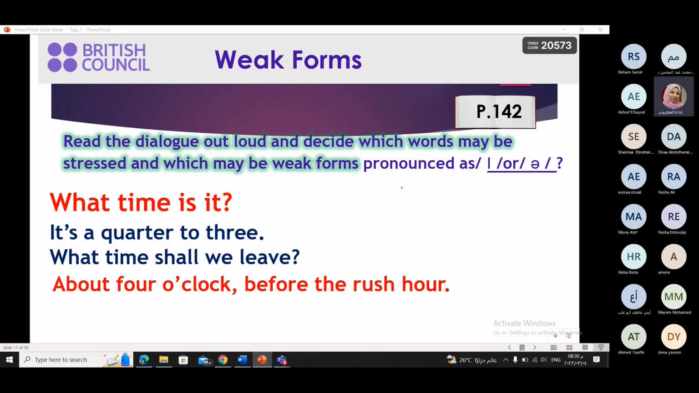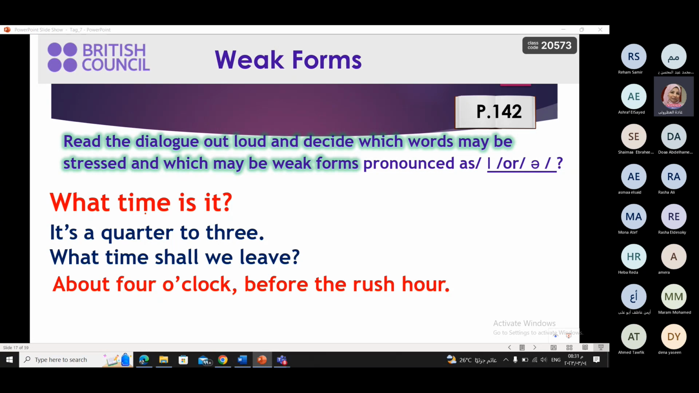Okay, anyway, let's move on to another activity. In your book you have another activity concerning the weak forms and the strong forms. It's on page 142. I would like you to go through the dialogue and read it aloud to yourself and decide which words may be stressed and which words may be unstressed or have a weak form, pronounced with the schwa sound.